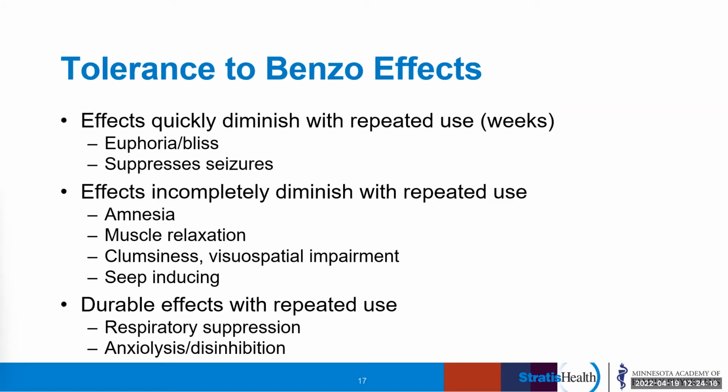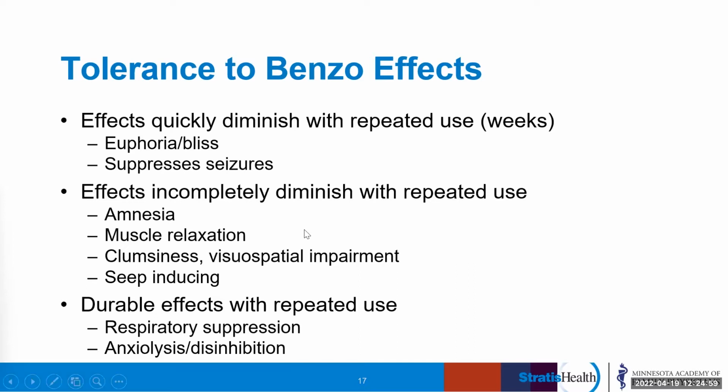So do you get tolerance to benzos? Well, you get tolerance to benzo effects. Over weeks, the euphoria and those feelings will slowly decrease. In fact, the ability to suppress seizures can sometimes be diminished over time. Some of the effects are incompletely diminished, especially amnesia or the relaxation or the clumsiness. Just like with alcohol, people can build up tolerance where they can be driving at 0.3 or 0.4 and perform pretty well. They can be sleep-inducing, although they may not keep people asleep for any significant period of time.